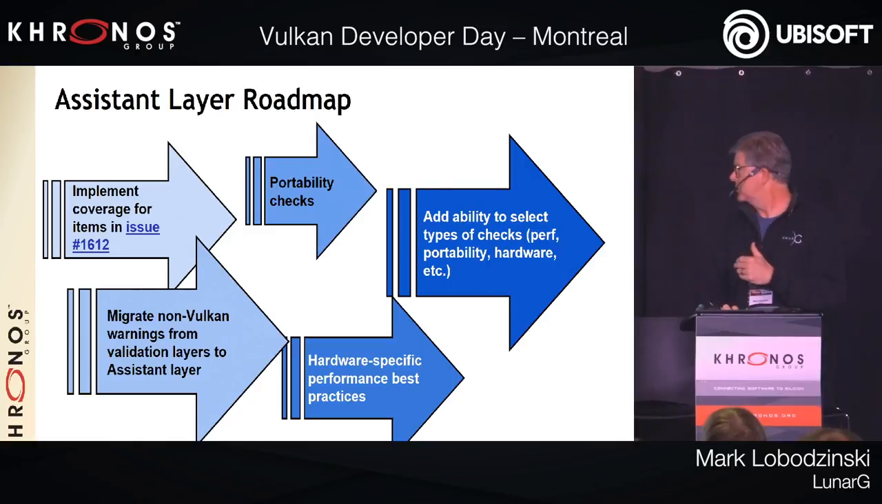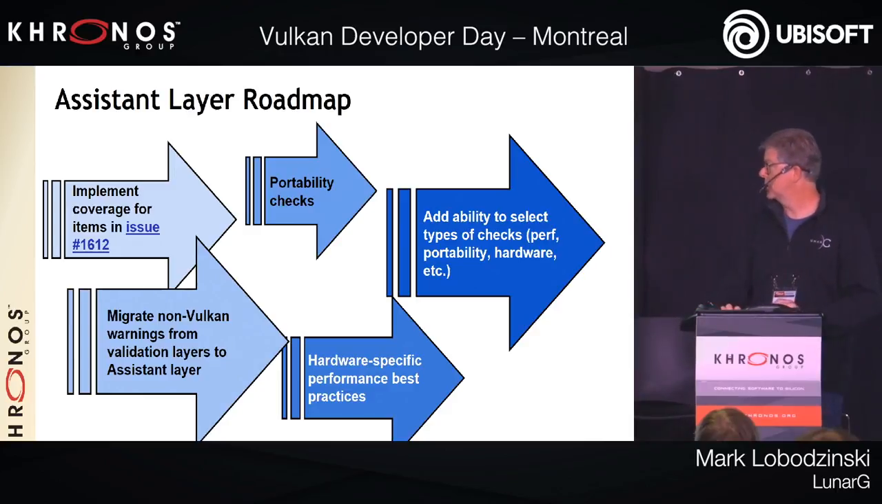What we want to do in the near future is add more coverage to the requested list of items. Another interesting thing is that right now there are many warnings in the validation layers which are not defined in the spec. This is probably a leftover from the early days when this is all there was to go by. But over time, the number of warnings called out in the spec has decreased. It's our goal to get all of those non-specified warnings out of the validation layers and into the assistant layer. There are a lot of things about transitions and many different kinds of performance warnings, and all those will move into this layer eventually.